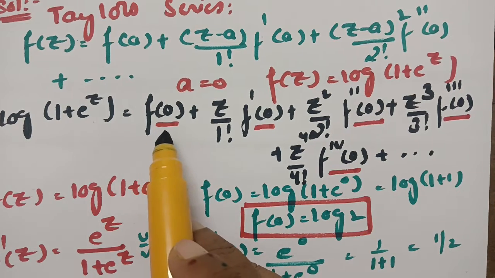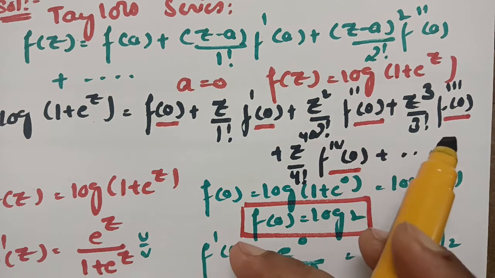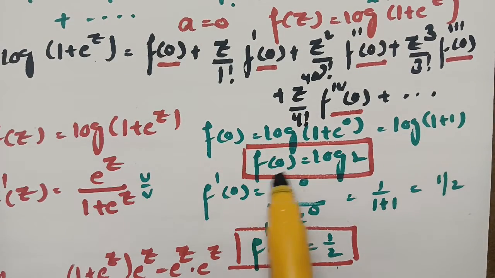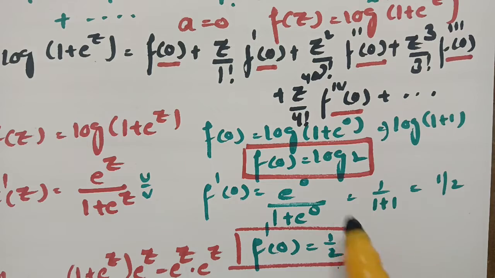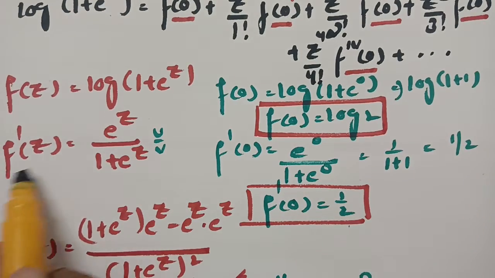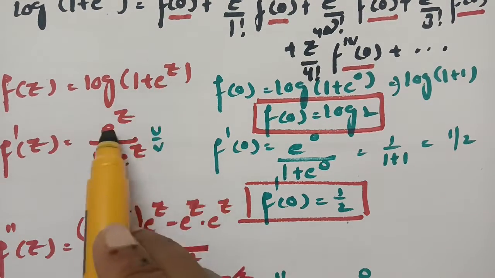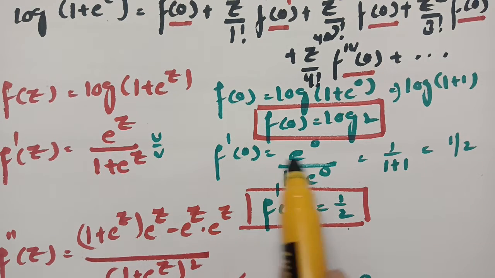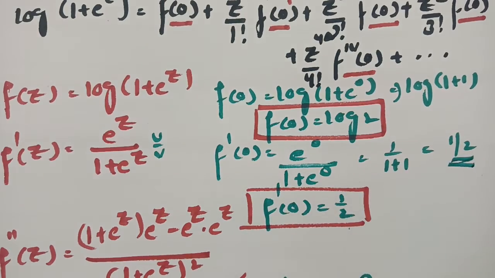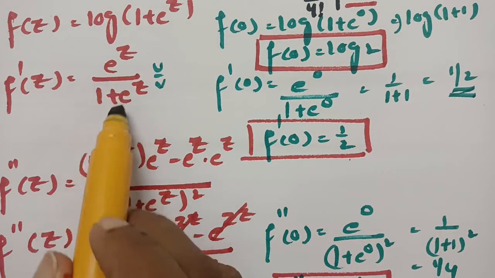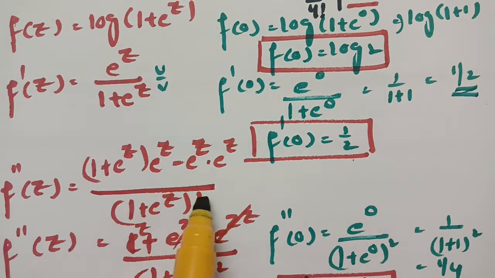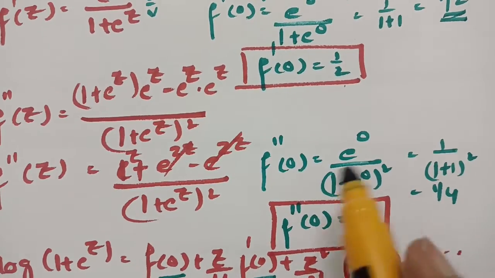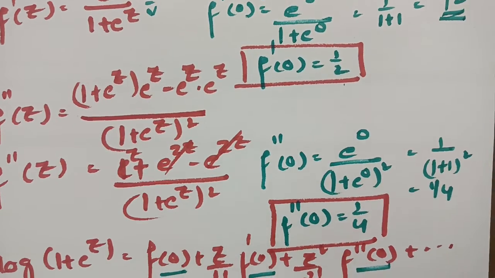In this expansion, we need the values of f of 0, f dash of 0, f double dash of 0, and so on. So this is f of z. If you keep z is equal to 0, this will be log 2. And if you make a derivative, log x is nothing but 1 by x. And again for e power z, this is e power z. If you keep z is equal to 0 here, the value here is half. And the next one, so this is u by v rule. So this will be v u dash minus u v dash over v square. And if I multiply and substitute z is equal to 0, the value here is 1 by 4.